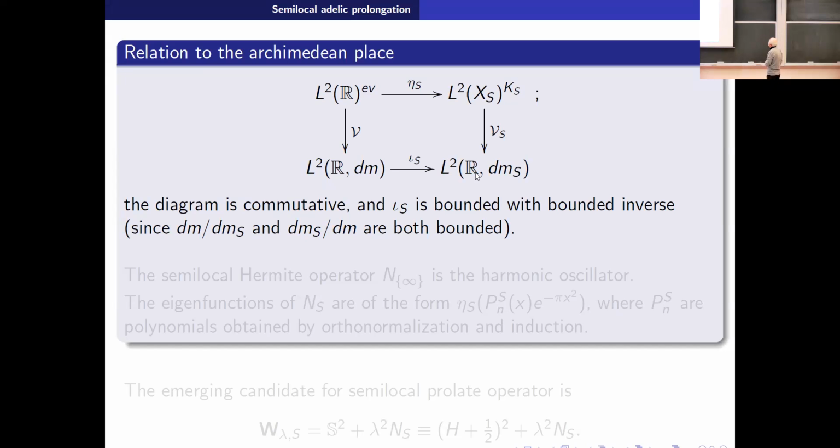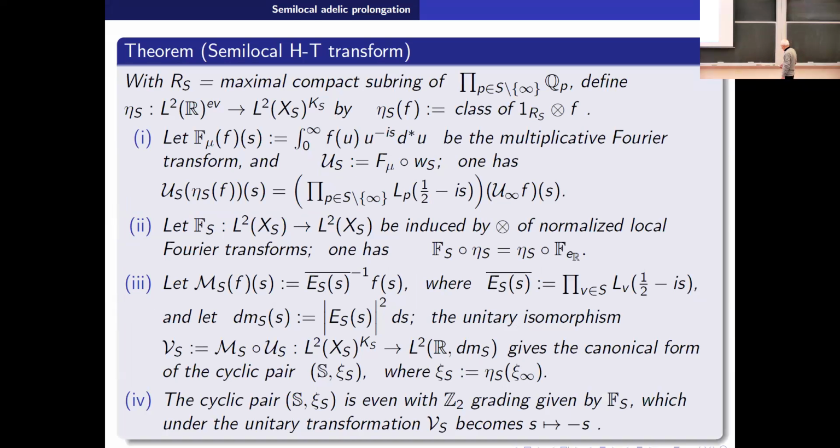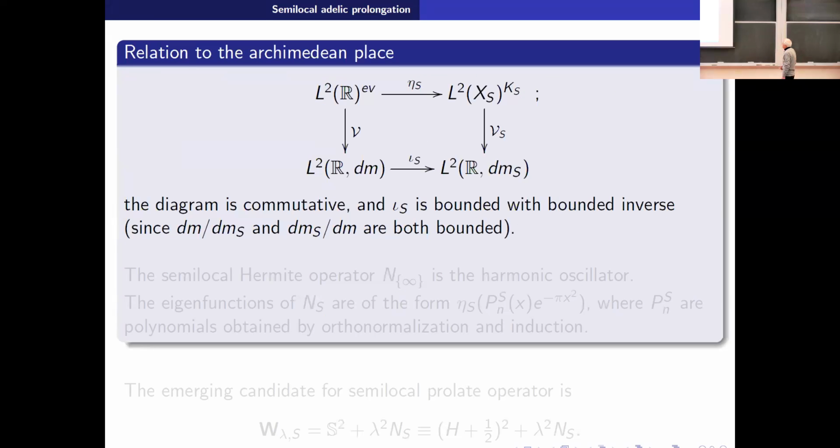So V was the Hardy-Titchmarsh. This is the extended Hardy-Titchmarsh. Eta is the unitary which identifies the upper part. Here, the lower part of the diagram is not a unitary isomorphism, but it's bounded and the inverse is bounded. So it's a Hilbertian isomorphism, not an isomorphism of Hilbert spaces, but of Hilbertian spaces. Okay. So that's the extension of the cyclic pair.